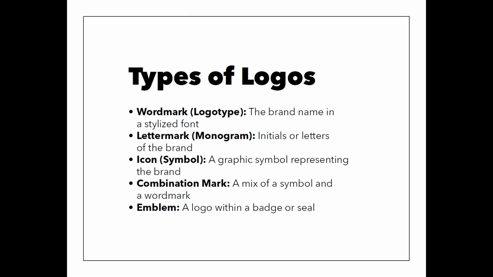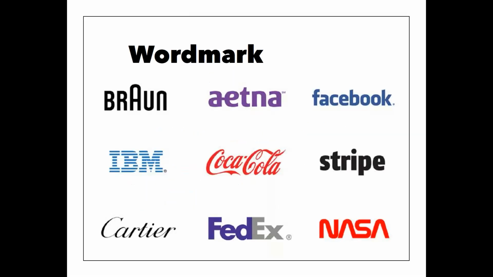Well, there are word marks, which is the brand name in a stylized font. Letter marks, which are initials or letters of that brand. There are icons, which is a graphic symbol representing the brand. A combination mark, which is a mix of a symbol and a word mark. And an emblem, a logo within a badge or a seal.